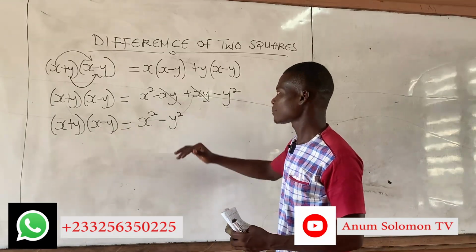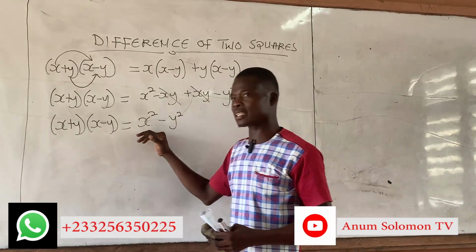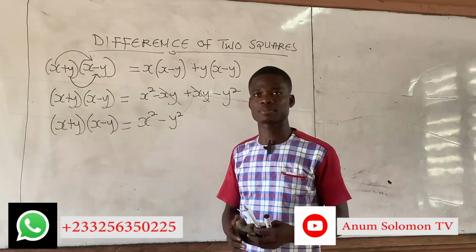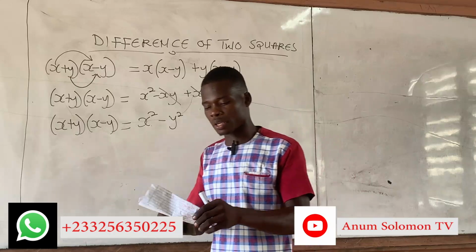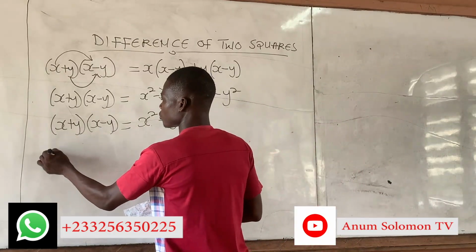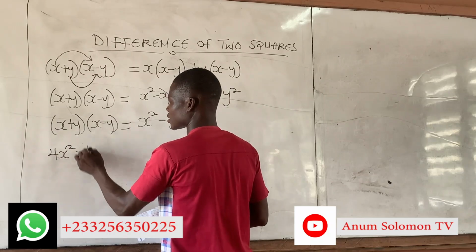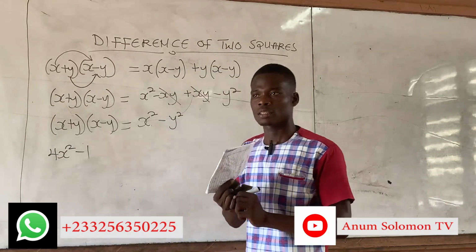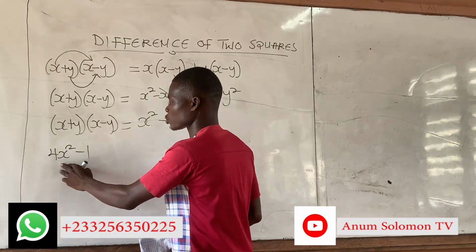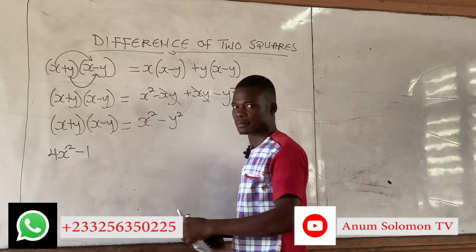So now let's use this identity to solve these problems. Suppose we have 4x squared minus 1 to factorize. So now we are going to use this identity to factorize 4x squared minus 1.